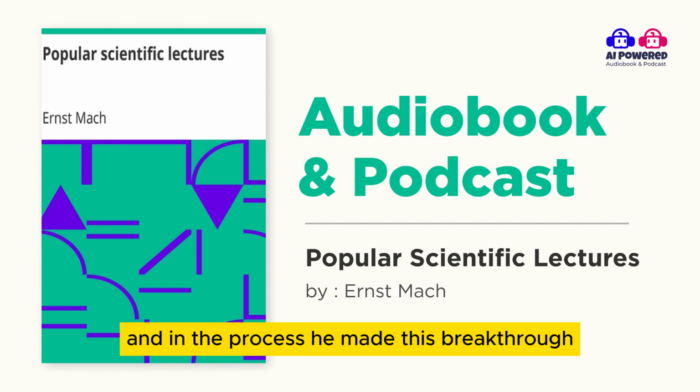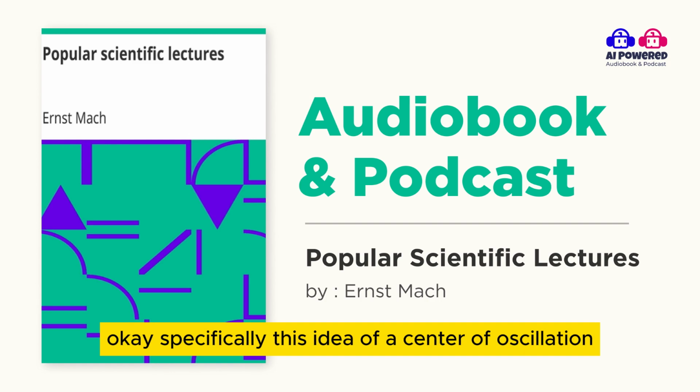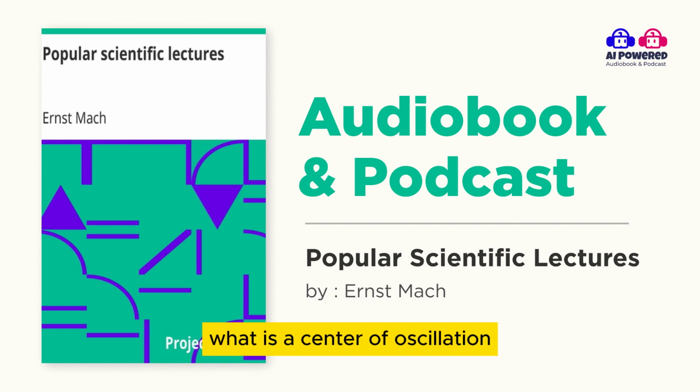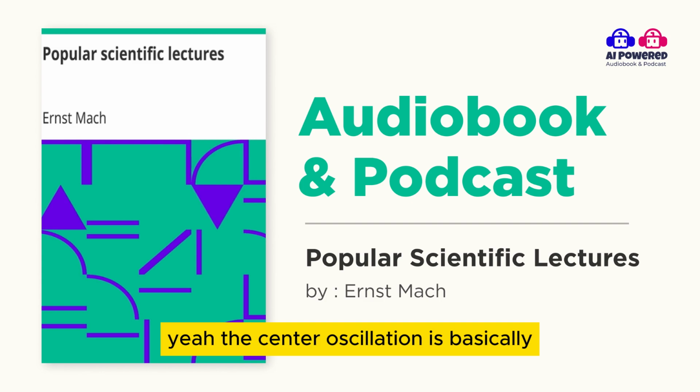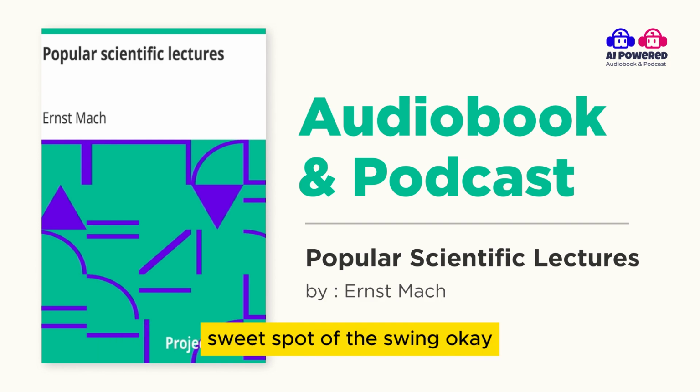Oh, right. And in the process, he made this breakthrough in understanding how pendulums work. Specifically, this idea of a center of oscillation. Okay, break that down for me. What is a center of oscillation? So imagine a pendulum swinging back and forth, right? The center of oscillation is basically the point where all the pendulum's mass seems to be concentrated. It's like the sweet spot of the swing.